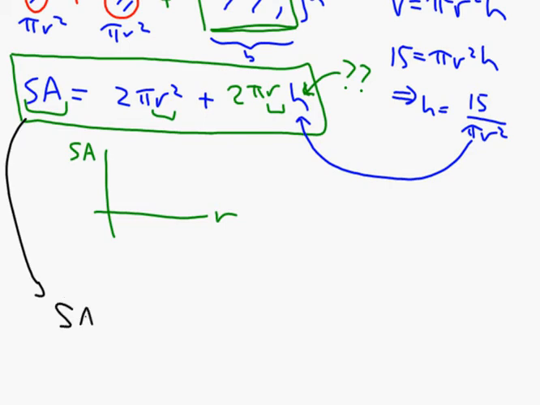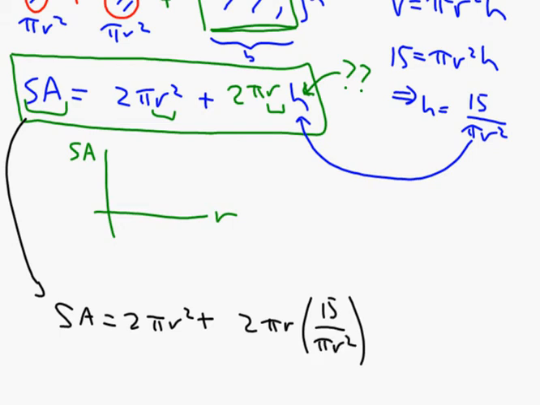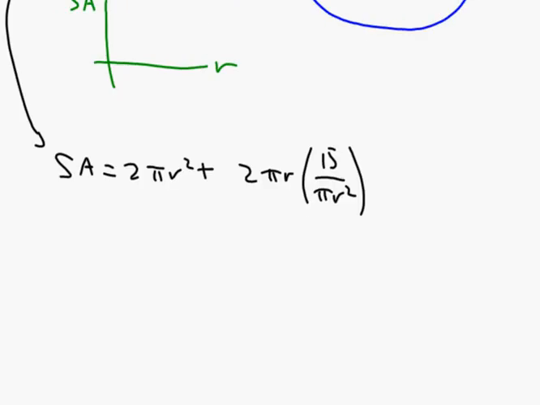So what do we say here? We say SA, surface area, equals 2 pi r squared plus 2 pi r times 15 over pi r squared. And we're really happy about this because now we have a formula that's all in terms of one variable. It's advisable to simplify a little bit when possible. So I'm going to get rid of the pi's and one of those r's. And now we get surface area equals 2 pi r squared plus 30 over r. So there you go.